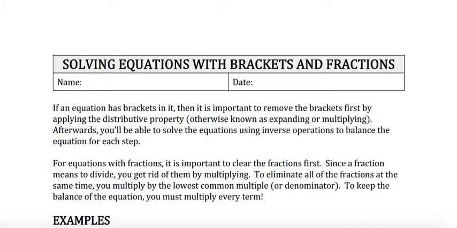For equations with fractions, it's important to clear the fractions first. That makes our questions a lot easier to solve. And since a fraction means to divide, you can get rid of them by multiplying. To eliminate all of the fractions at the same time, you multiply by the lowest common denominator or the lowest common multiple. And then to keep the balance of the equation, we have to multiply every term by that lowest common multiple. So let's see how that works.